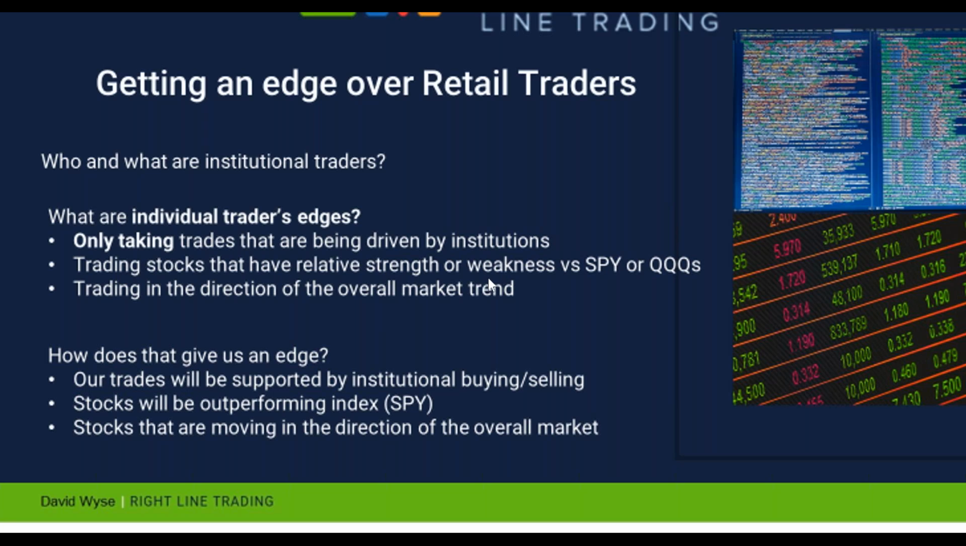We trade stocks that have relative strength or relative weakness, as I mentioned, versus the SPY or the Qs, and we trade in the direction of the overall market trend if there is one, right? And how does it give us an edge? Well, obviously our trades are going to be supported by institutional buying and selling, and that's what we want to do. We want to ride the coattails of the institutions. The stocks are going to be outperforming the SPY or the Qs, either to the upside or to the downside, and they're going to be moving in the direction of the overall market if there is a direction. All right, so a lot of things to consider here, but again, if the institutions are pushing a trade up, that's the number one thing we want to have.